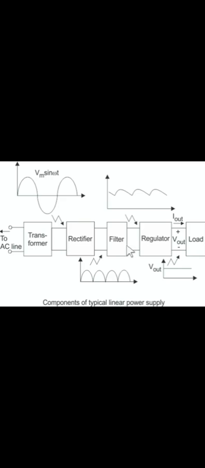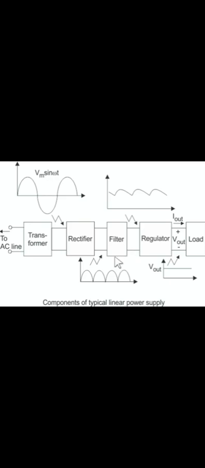Transformer is used to convert the input power supply to some voltage. It is used to reduce the voltage at the input. And the rectifier is a device which is used to convert the AC signal into a DC signal. It won't produce a complete DC, it will produce the pulsating DC at the output of the rectifier.